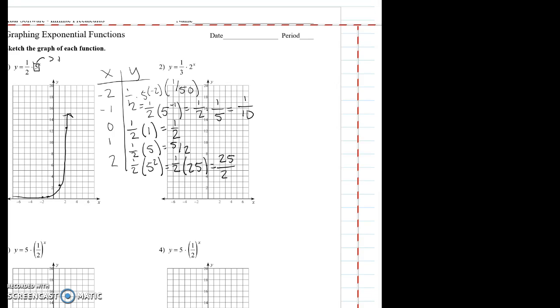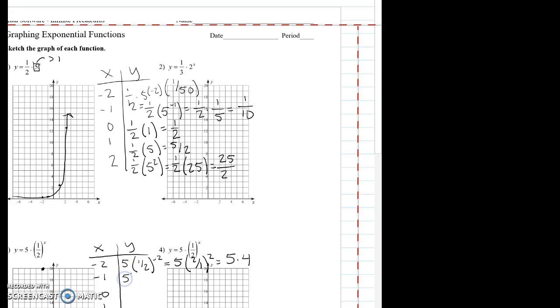So number 3, we're going to do the same type of thing. We're going to pick our values, and hopefully I do a better job. So I have x and y, -2, -1, 0, 1, and 2. Now this is going to look a little different because we're taking 1/2 to the x power. So I'm going to have 5 times 1/2 to the -2. Well, that's really going to be 5 times 2/1 squared. Because that exponent was negative, I flipped my fraction. So this is really 5 times 4, which is 20. So I'm at -2, 20.